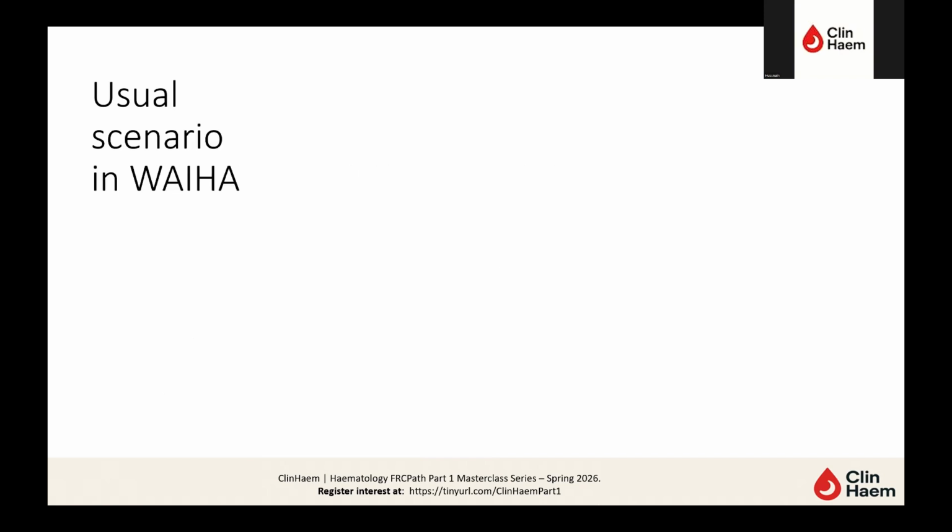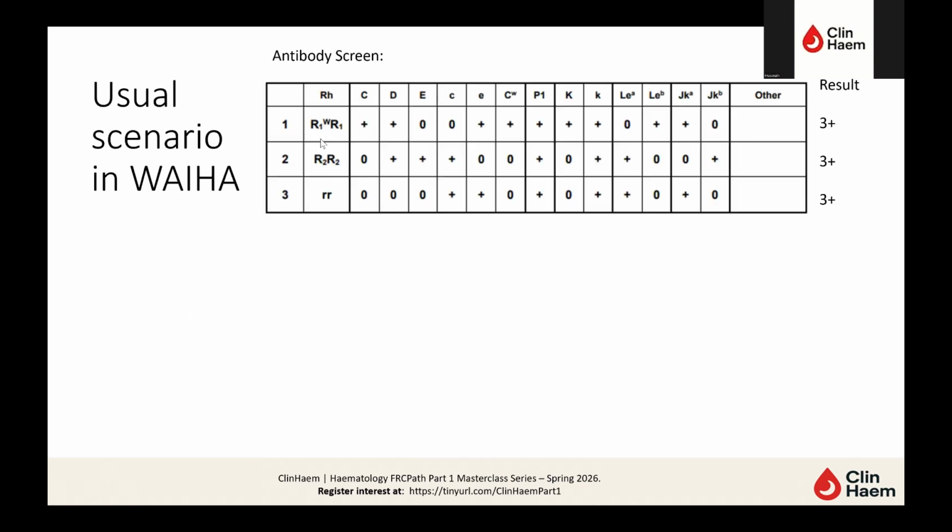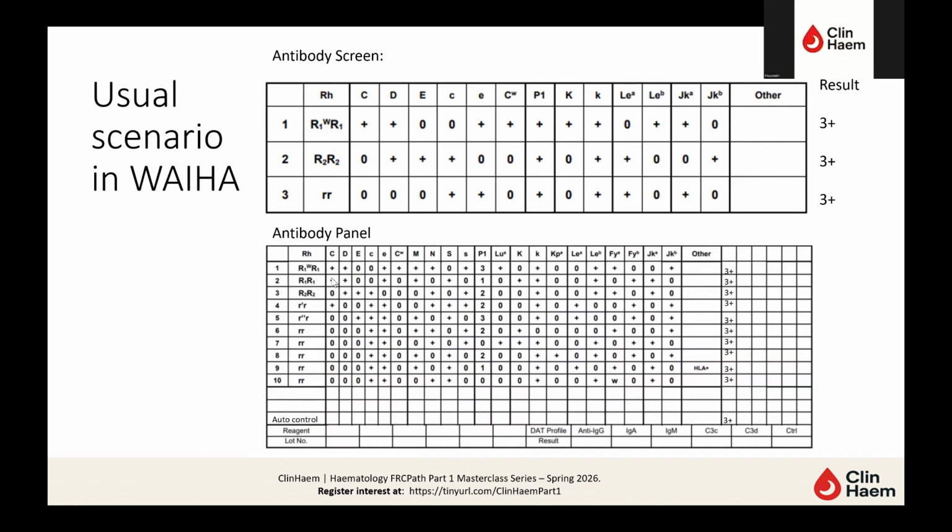This is what it looks like in the lab. So they do an antibody screen. With the screen, there are 3 red cells, all of them sharing different antigens. And the result with this screen, for the patient's plasma and these normal reagent red cells, all of them will come back positive. If you try to do a panel, everything will come back positive, and usually with similar strengths. If they do an autocontrol, that will come back positive as well.